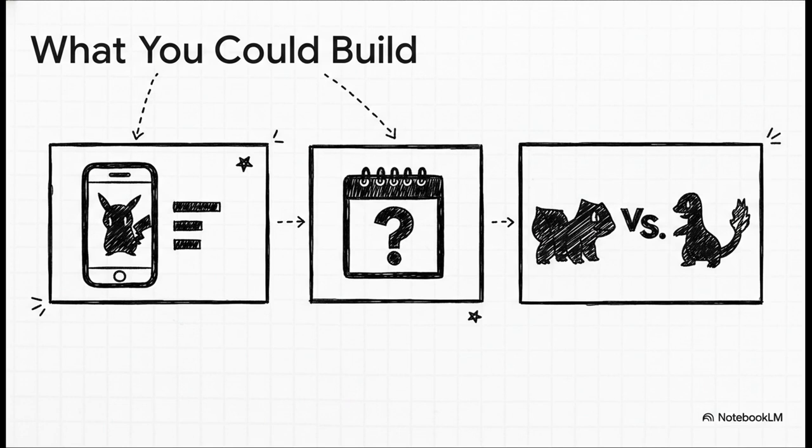I mean, think about what you could do with this. You could use this API to build your very own Pokedex app that pulls up pictures and stats for any Pokemon you search for. Or what about a little website that just generates a new random Pokemon for you every single day? The data's all right there, just waiting for you to ask for it.